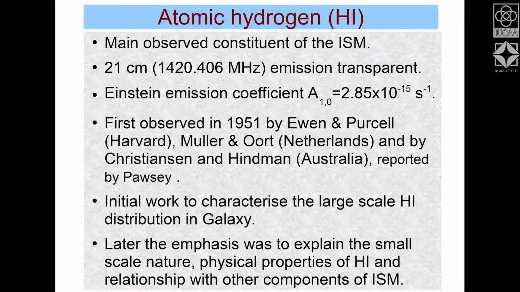Once those things were done, starting from 1950 to the 1970s, this was the main thing to study our galaxy distribution. It is not that it stopped afterwards, but people understood at least the basics of atomic hydrogen distribution in our galaxy, the galactic arms. There are several arms which we had to consider, given their different velocities, from which the emission comes. So we had to model it like that. And once this was done to a reasonable extent, the emphasis was more on explaining the small scale nature, the physical properties of atomic hydrogen, and its relationship with other components of the interstellar medium.